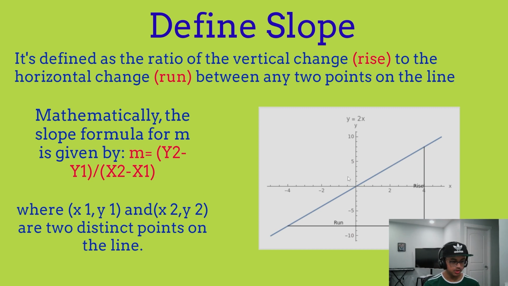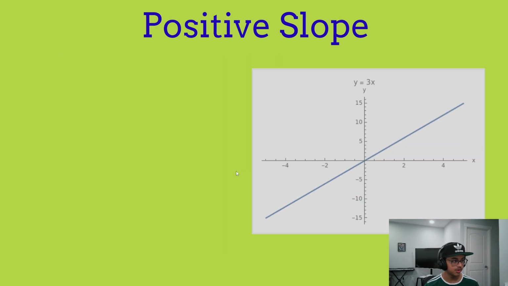So for example, if we go back to the same picture here, we can see that x1 in this case is given as -4 and x2 is given as +4. And for y1 we're using -8, and for y2 we're using +8. So in this case we can find out the slope by doing that. So this is how we can define a slope.